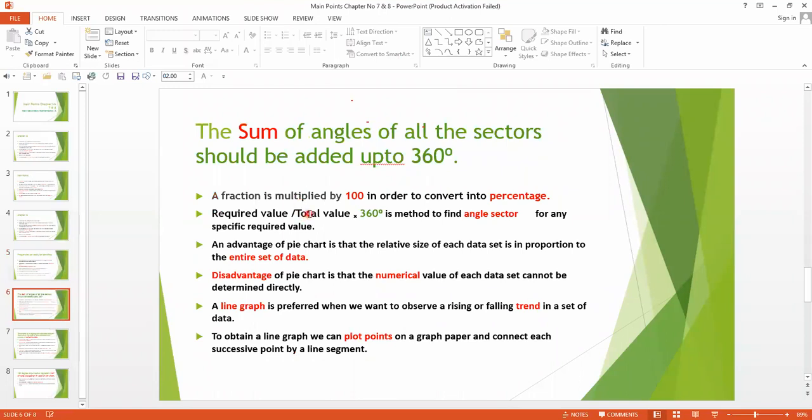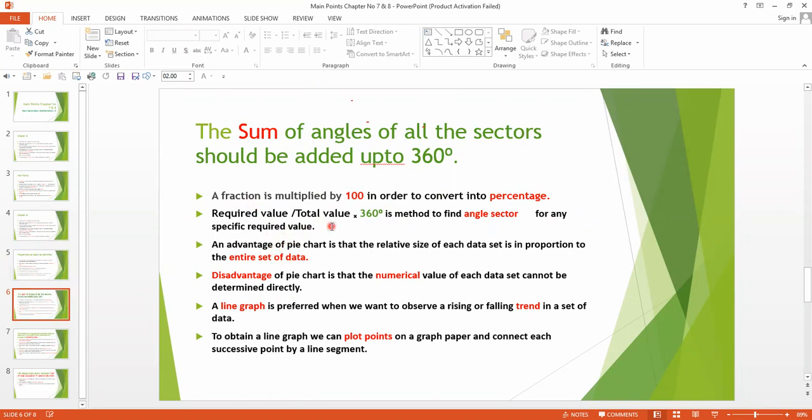That is, a fraction is multiplied by 100 in order to convert it into a percentage. Always remember, if you have to find the percentage of any given value, first on the top you have to write that specific value. In the bottom you have to write the total, and then you have to multiply it by 100. Okay. Required value over total value times 360 degrees is the method to find the angle of a sector for any specific required value.